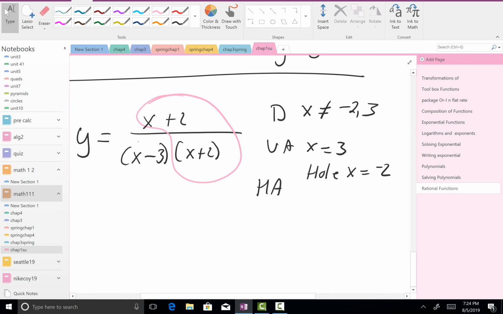Horizontal. Think of it the same way. 1 million over a million squared. One of the millions is going to go. We got 1 over a million. So what's the horizontal asymptote going to be? y equals 0. Right? If you're not sure, graph it. It's going to flatten out.